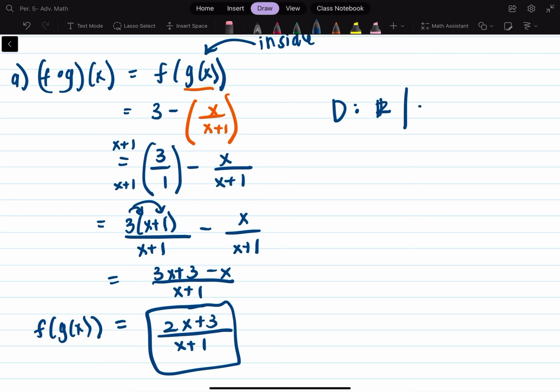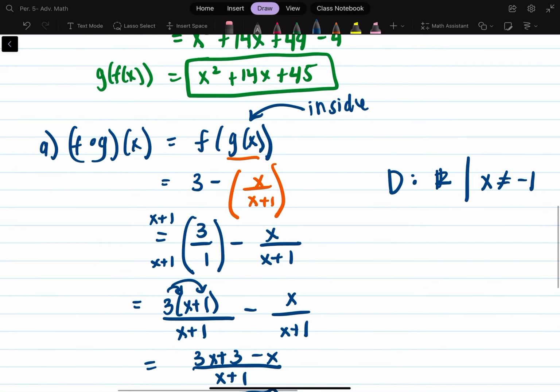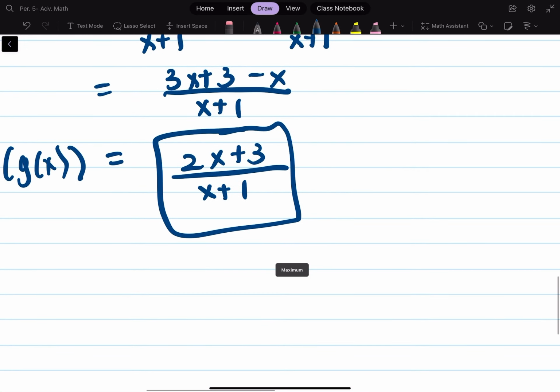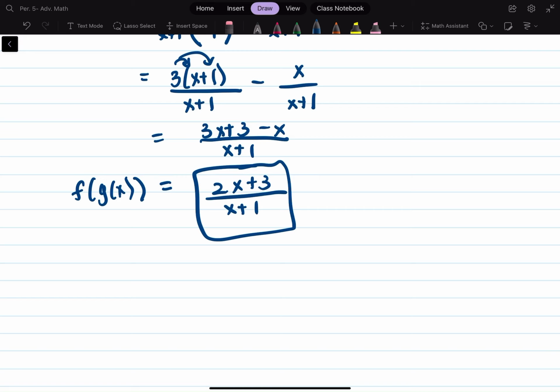However, you have to exclude x cannot equal -1. And that's just because of my inside function. Now let's go ahead and look at the composite. In our composition of functions, what value do I need to exclude from here?